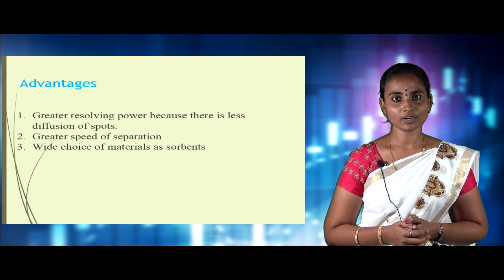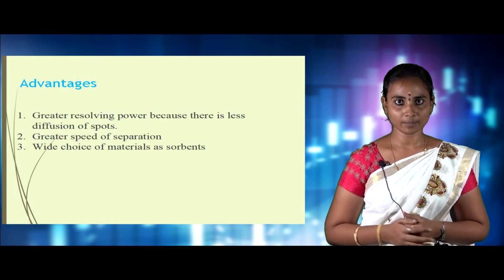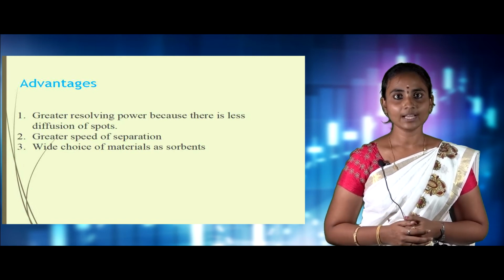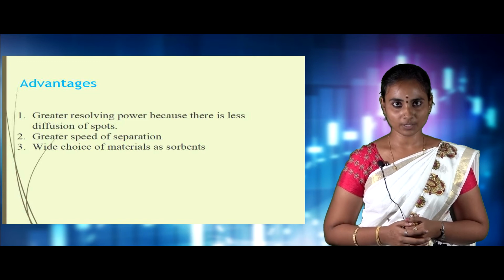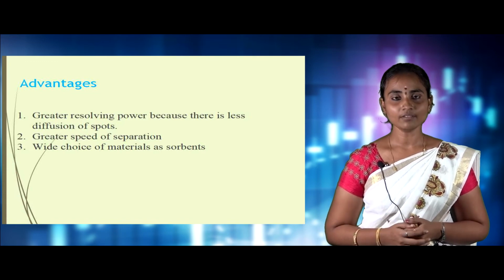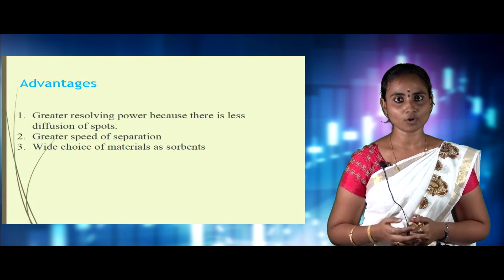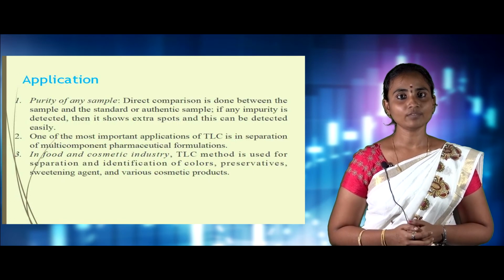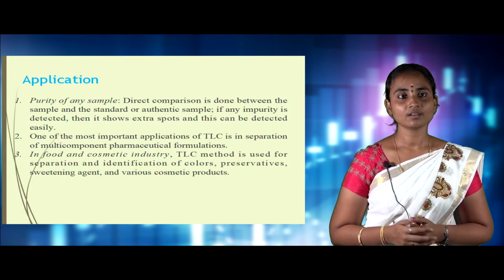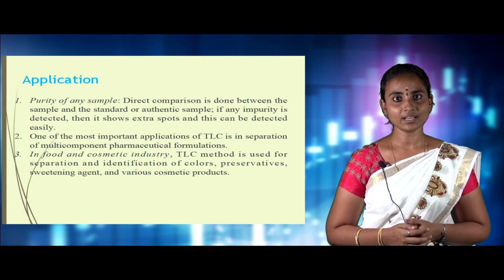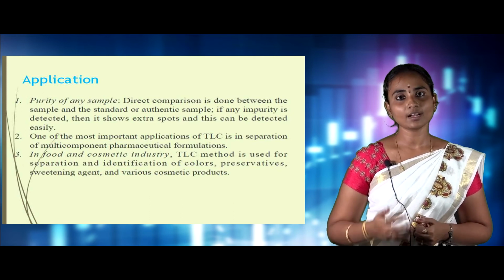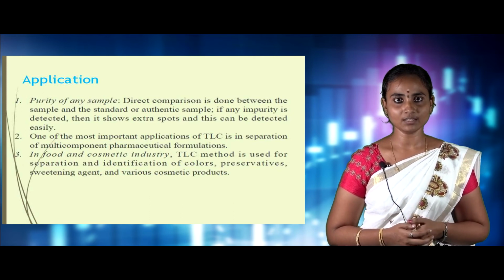Here are some advantages of thin layer chromatography and paper chromatography. It has greater resolving power because there is less diffusion of spots. It also has greater speed of separation, and a wide range of materials can be used as sorbent. Here we have given the applications of TLC and paper chromatography. The first one is the purity of a sample. The sample purity can be determined by comparing it with the standard compound, so that impurities and extra spots can be detected easily.